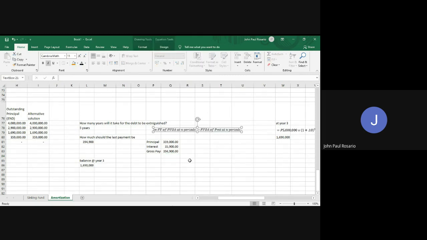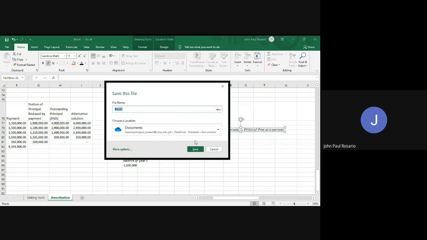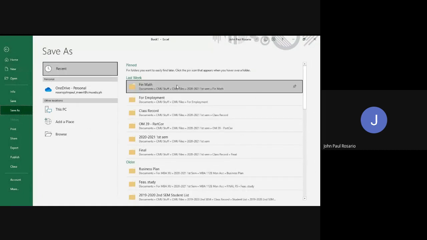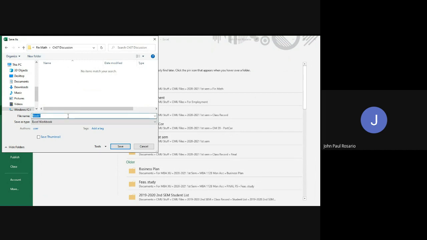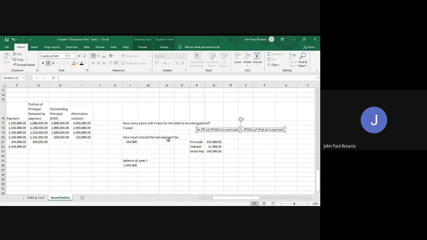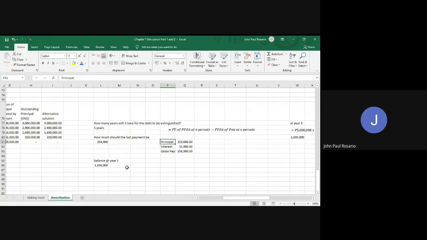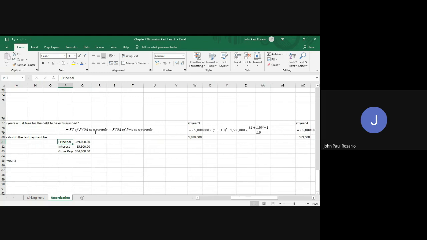Oh, okay. At least I discovered something. Anyhow, let me save this first, baka kasi mawala. Save as. Now, so if I'm correct, I believe so. Yeah, this should be our formula for these types of questions.